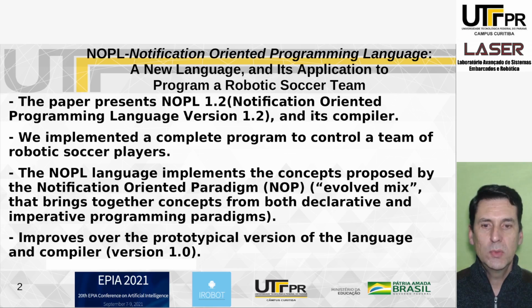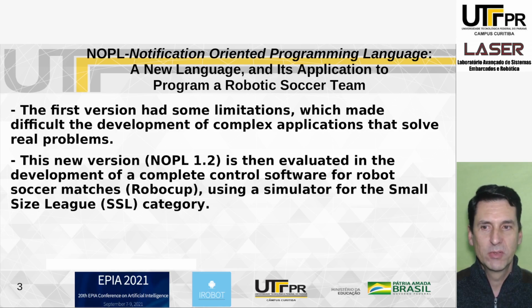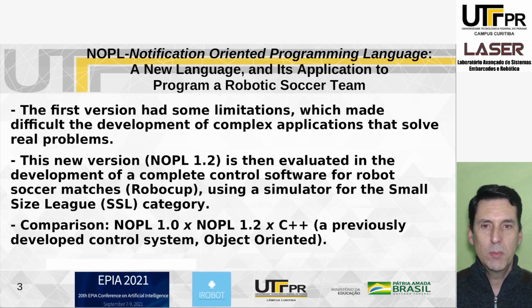This version 1.2 improves over the prototypical version of the language and compiler, version 1.0. This first version had some limitations which made it difficult to develop complex applications that solve real problems. This new version 1.2 is evaluated in the development of a complete control software for robot soccer matches using a simulator from the small size league RoboCup category. And we make a comparison between code developed in NOPL 1.0, NOPL 1.2, and a previously developed control system using object-oriented C++.